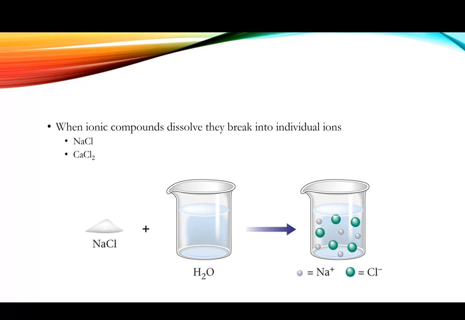So we can show this with a little reaction: NaCl breaks up into sodium ions and chloride ions. When calcium chloride breaks up, for every calcium chloride there's one calcium ion, but there are two chloride ions, and so you have to indicate that as 2Cl-. So this 2 became that 2.